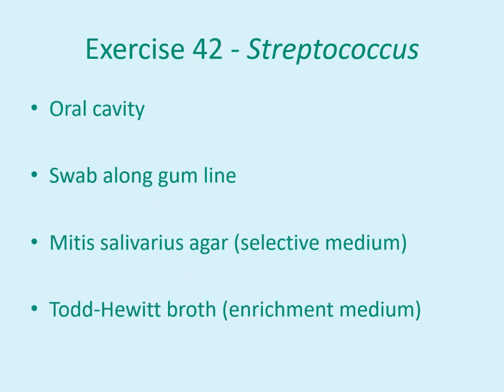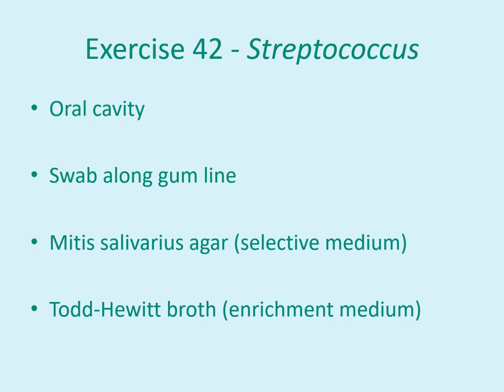Exercise 42 also dealt with Streptococcus. This was dealing with trying to isolate streptococcal colonies, organisms that are in the oral cavity in your mouth, specifically along the gum line where the gum meets the teeth. They're often found there. So a swab was done, and then two different types of media were inoculated.